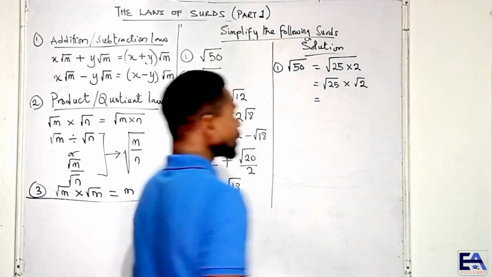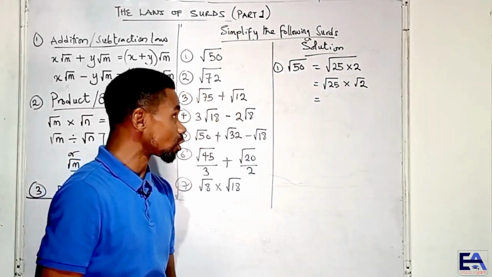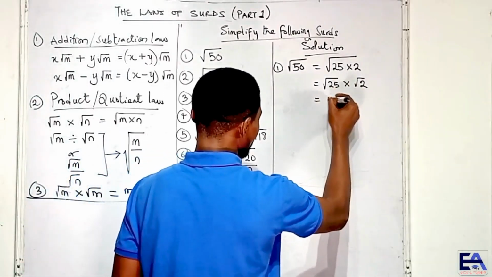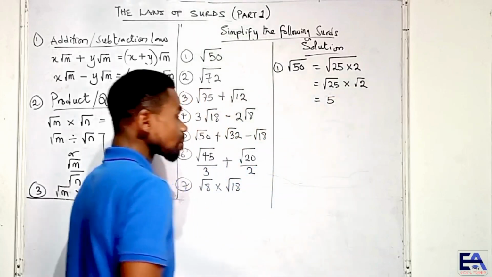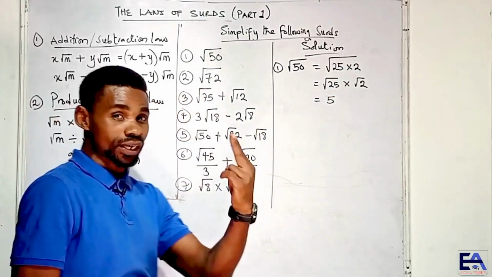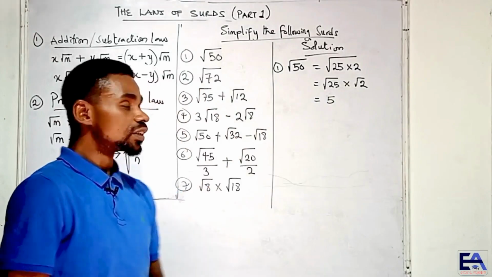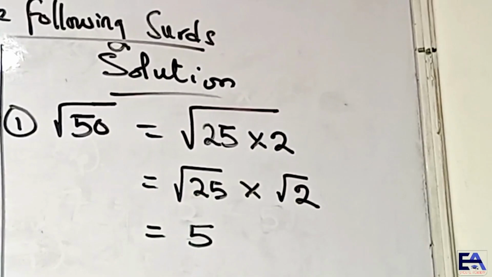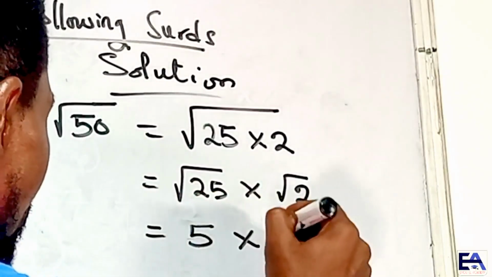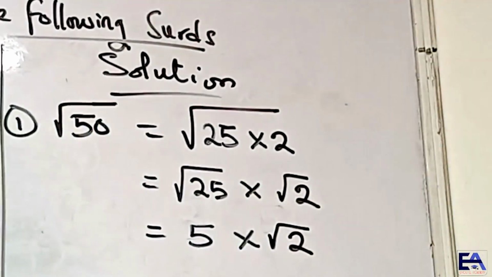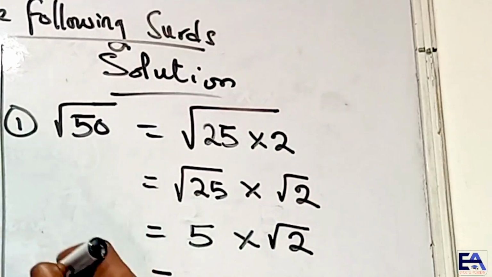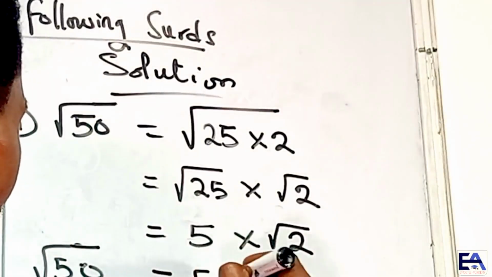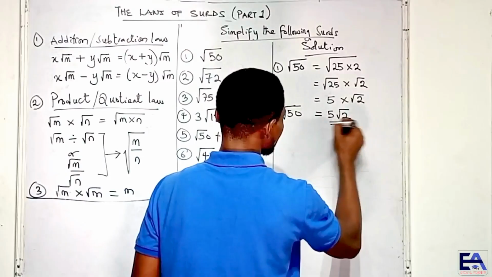Now, root 25 is not a surd, it is actually rational. So root 25 gives us 5, because the square root of 25 is 5. 5 is the number that multiplies itself twice to give us 25. So we have 5 multiplied by root 2. Okay? And then finally, we see that root 50 is simplified as 5 root 2.